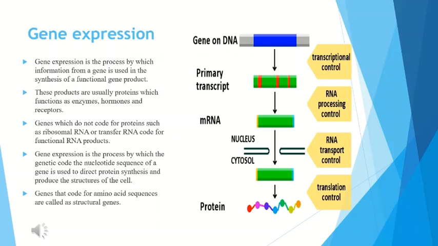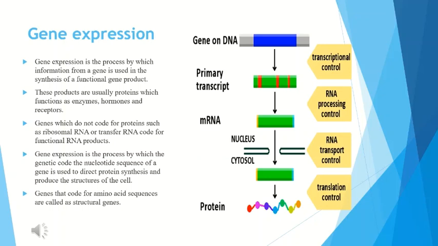Gene expression is the process by which information from a gene is used in the synthesis of a functional gene product. These products are usually proteins, which function as enzymes, hormones, and receptors. Look at here, we have a gene, you can see RNA, and it translates to protein that functions as enzyme, hormones, receptor, or some tissues.